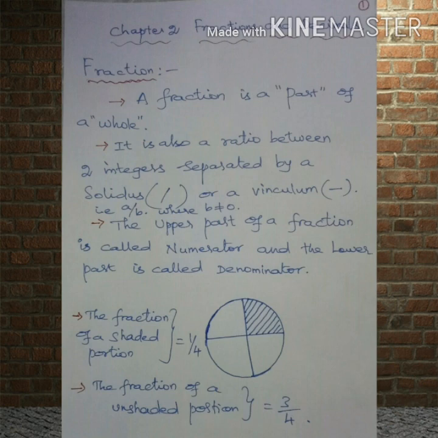Now we have to look at one diagram. Look at this diagram. One circle is there. That circle is equally split into 4 equal parts. Among the 4 equal parts, one is shaded. That means the fraction of the shaded portion is simply 1/4. The fraction of the unshaded portion is 3/4.